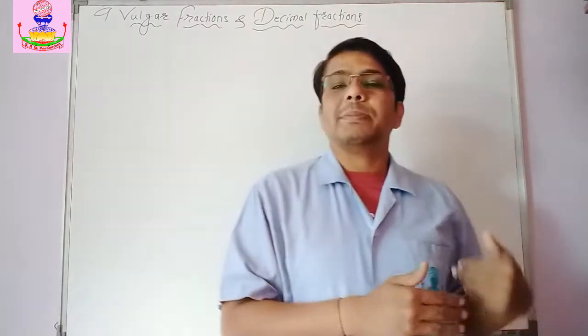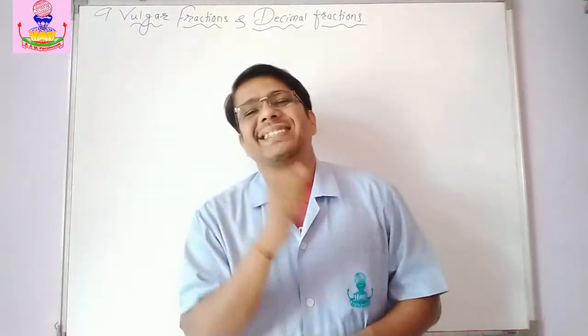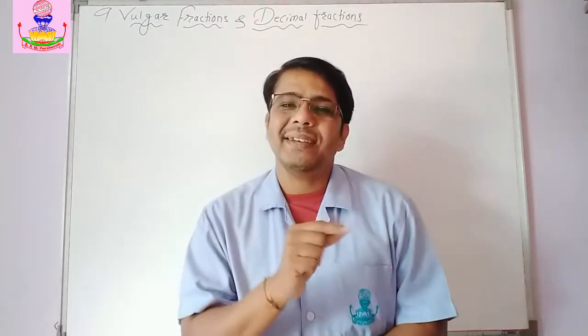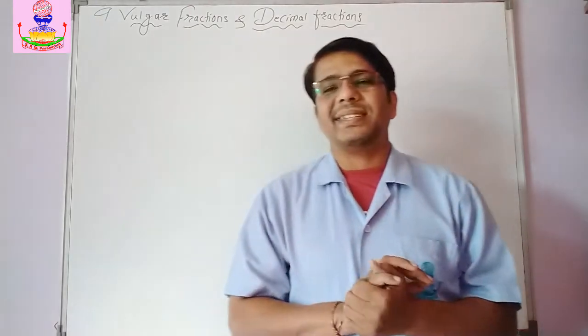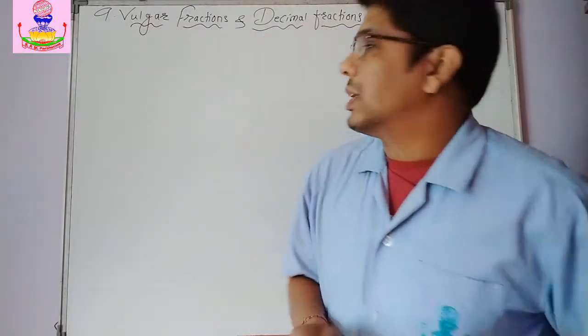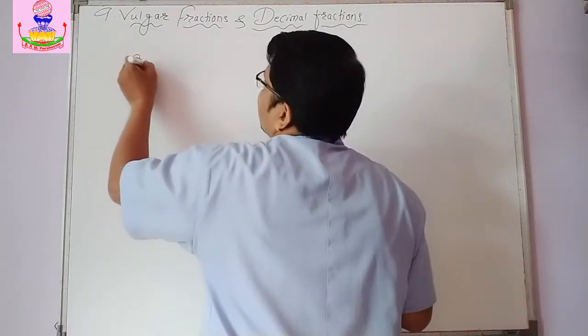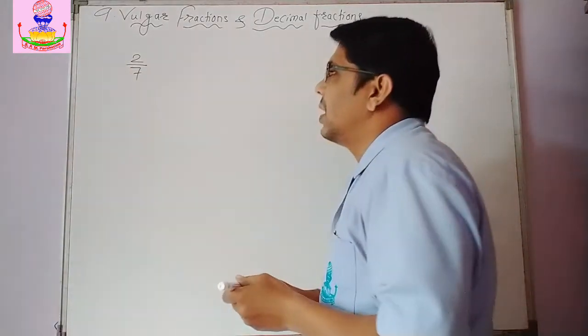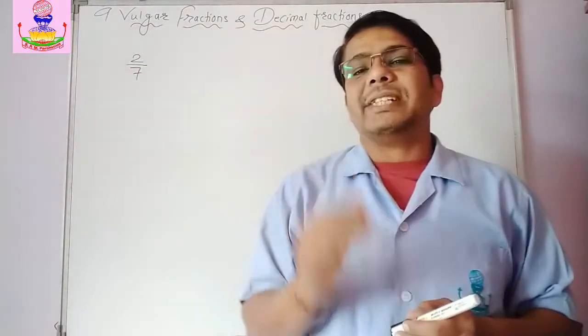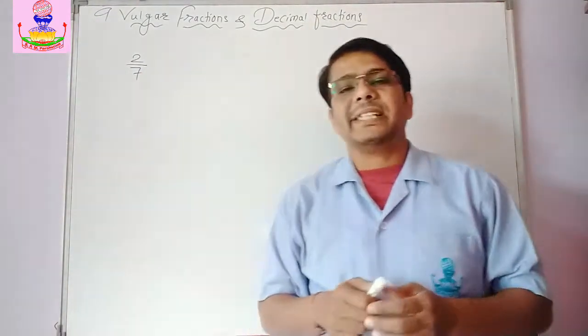Now what are proper fractions? When the numerator is smaller than the denominator, then the fraction is called a proper fraction. For example, 2 upon 7. Here the numerator is smaller than the denominator. That type of fractions are called proper fractions.